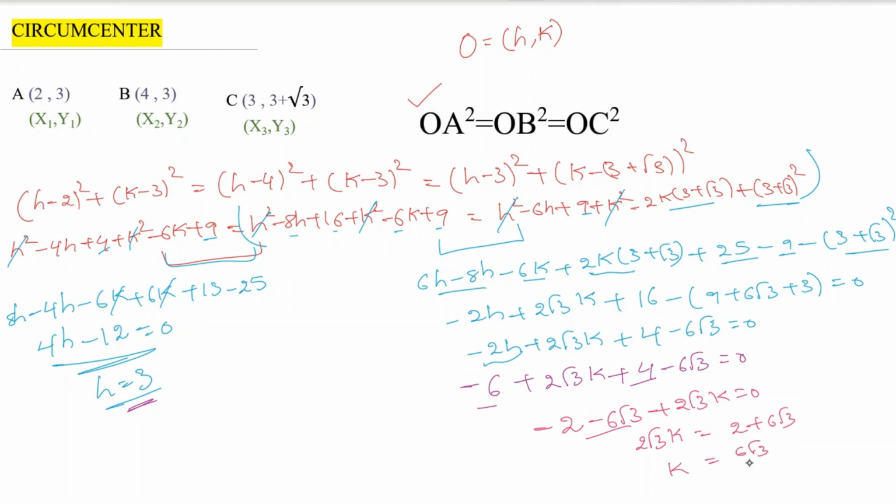k is equal to 6 root 3 upon 2 root 3 plus 2 upon 2 root 3. Now this root 3 will get cancelled. 6 can be written as 2 into 3, and 2 and 2 will get cancelled. We'll have 3 here. 2 and 2 here again, we'll have 1 upon root 3. So the circumcenter h comma k can be written as 3 comma 3 plus 1 upon root 3. This is the value for the circumcenter.